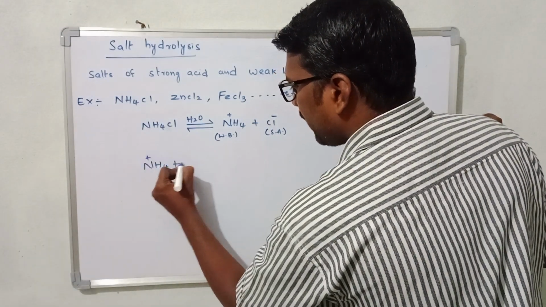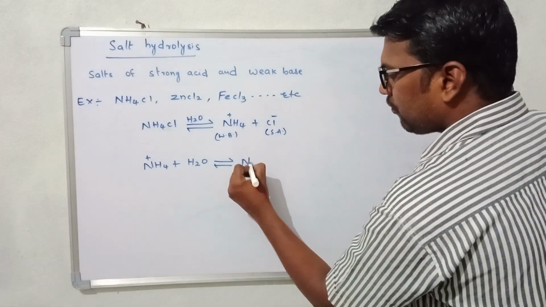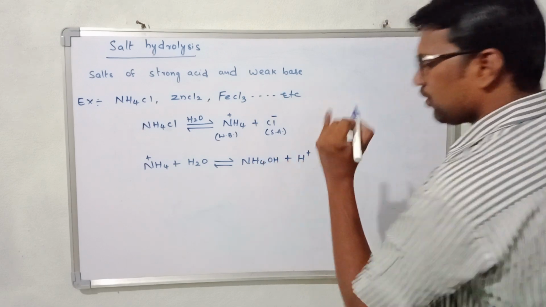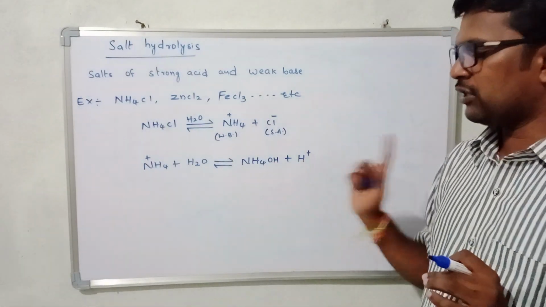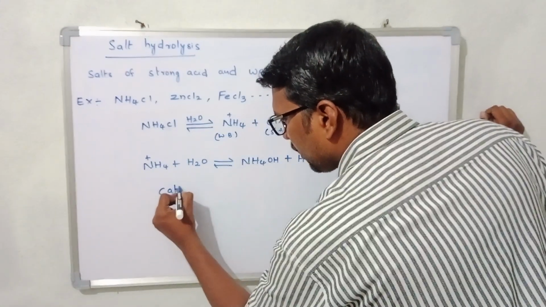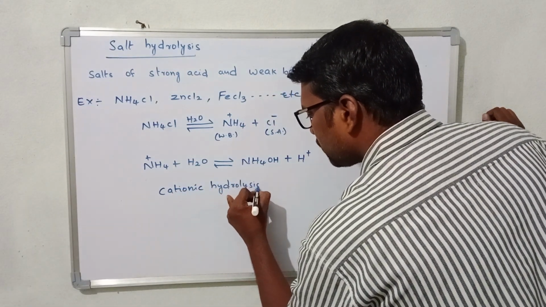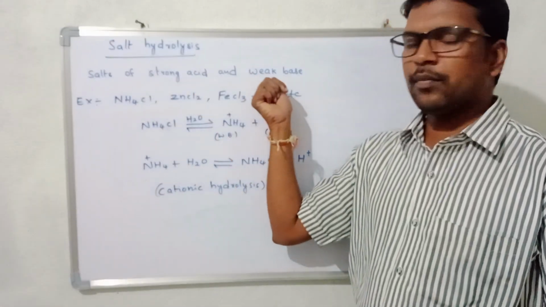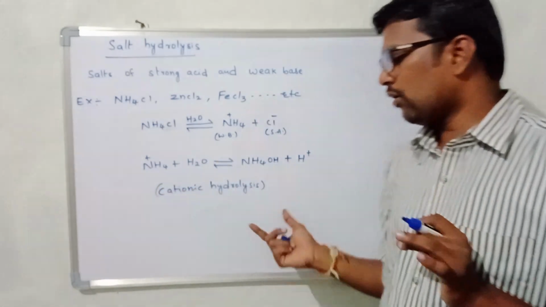So here NH4+ undergoes hydrolysis with water. The compound formed is NH4OH, and H+ ions are present. So NH4+ undergoes hydrolysis, and NH4OH and H+ are formed. Here NH4+ is involved in hydrolysis. That's why it is called cationic hydrolysis, because NH4+ contains positive charge. That means if you take a salt of strong acid and weak base, it involves cationic hydrolysis. Here NH4+ is a cation, and it is involved in hydrolysis.